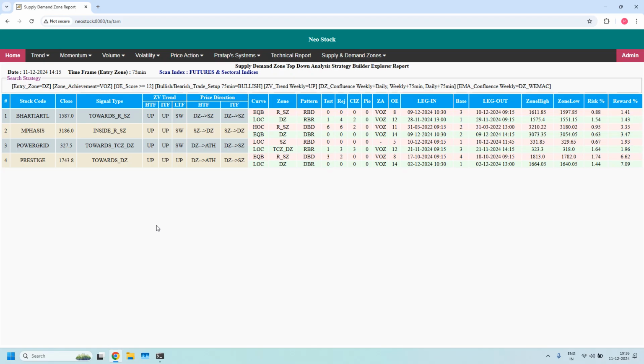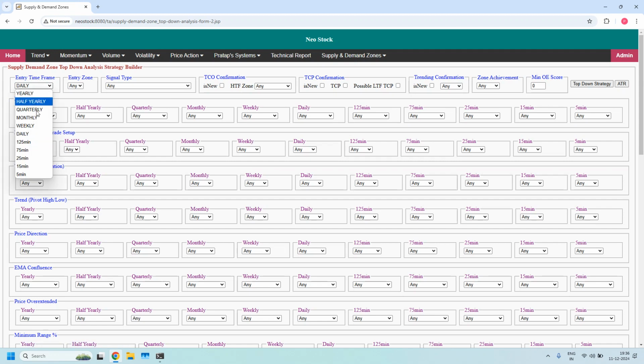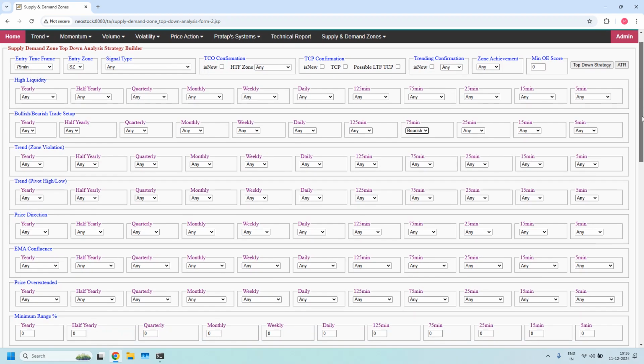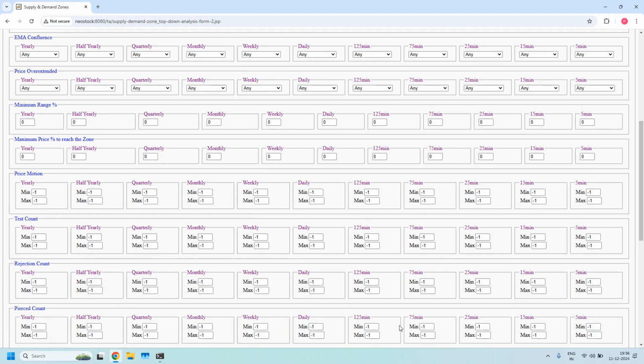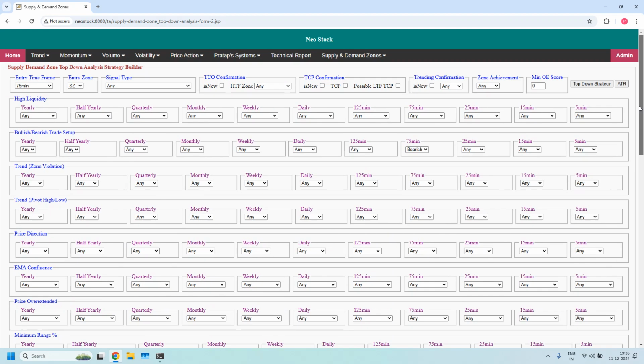Next, bearish trade setup for weekly income trade. Entry time frame is 75 minutes. Entry zone is supply zone. Bullish or bearish trade setup at 75 minutes, I am selecting bearish. This 75 minute supply zone should not be pierced. So in the 75 minutes time frame, minimum value 0, maximum value 0. That means the 75 minutes supply zone should not be pierced.